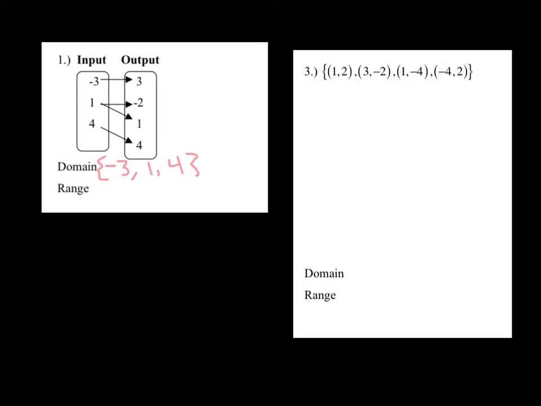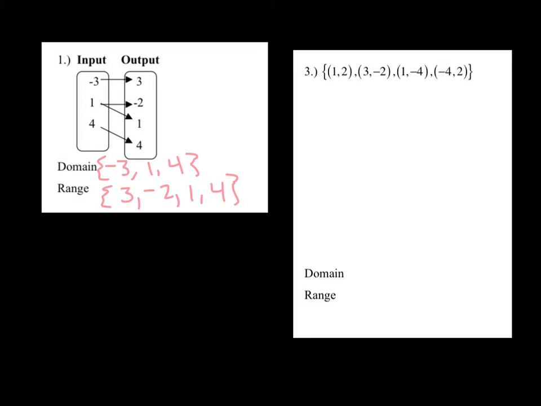I'm sure they're called something else. But the range then will be 3, -2, 1, and 4. That's all you guys are doing, just identifying what are your input values, what are your output values. There's, again, different representations.